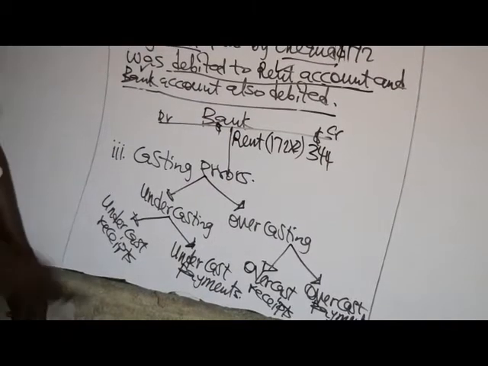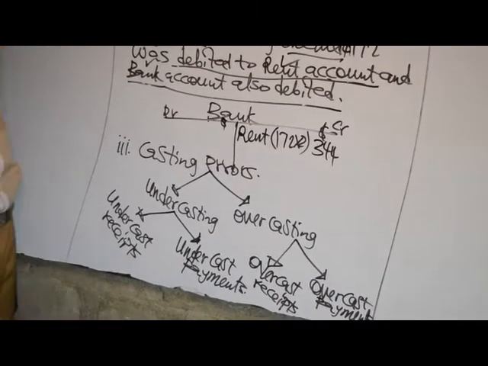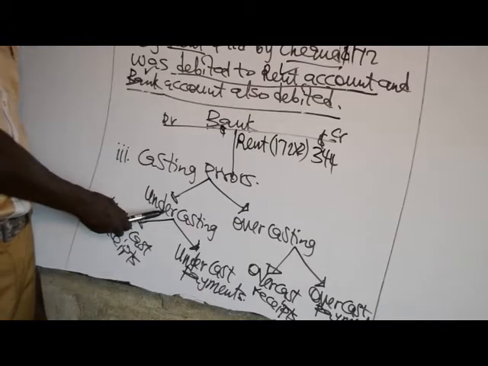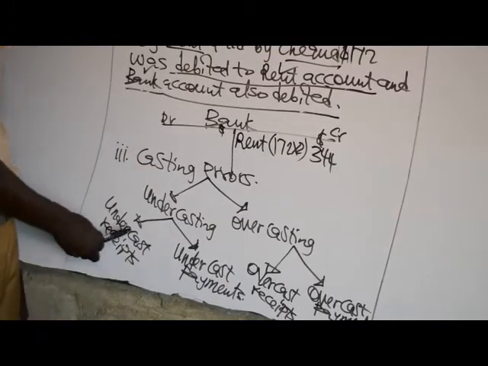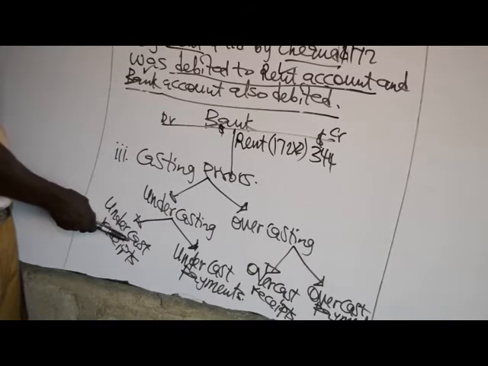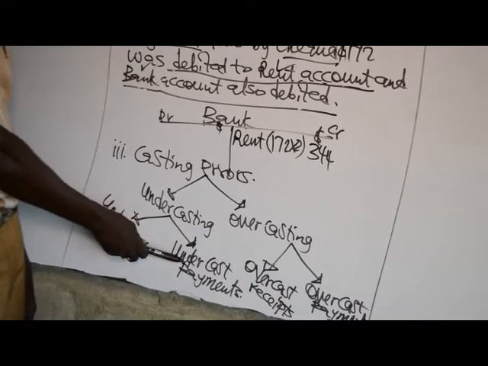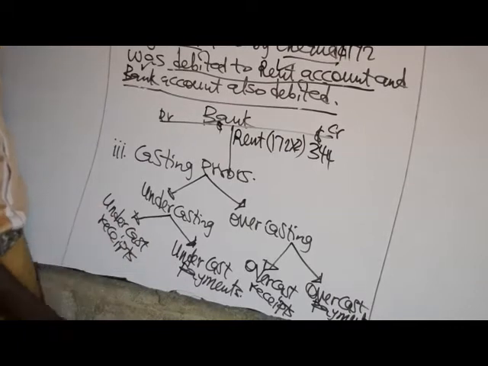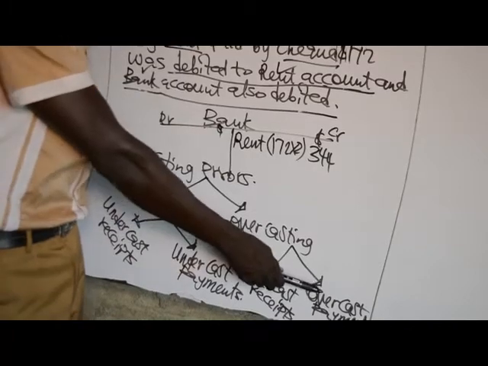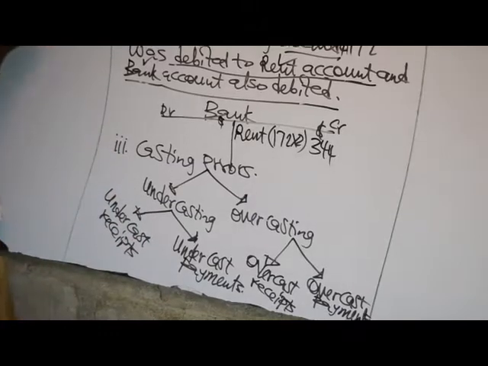So, I've told you that casting means to add up a column, and that casting may take 2 forms, undercasting and overcasting. Undercasting can affect the items of receipt, then you have the undercast receipt, and where it affects the items of payment, you have undercast payment. Then overcasting may equally affect the items of receipt and the items of payment, where you have overcast receipts and overcast payment.